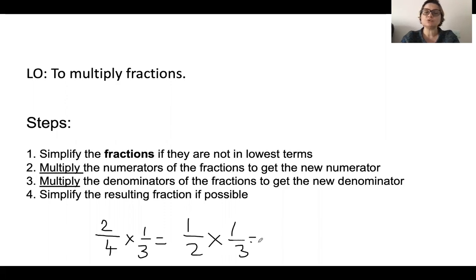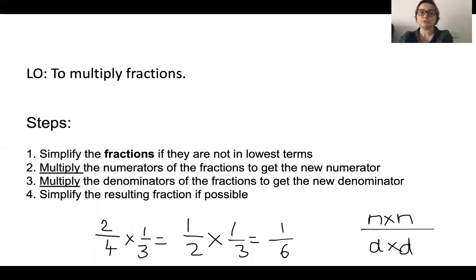Second step says multiply the numerators by the numerators, so both numerators together, so 1 times 1 is 1, and multiply the denominators together, so 2 times 3 is 6, and this is the final answer. So the main rule, or the short steps of how to multiply fractions, is actually n times n, so multiply both fractions together, over d times d, and keep simplifying. So this is the key rule that you must remember.